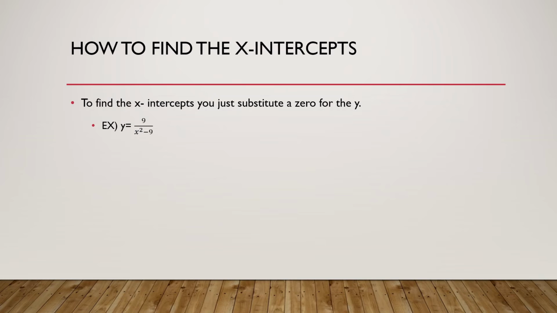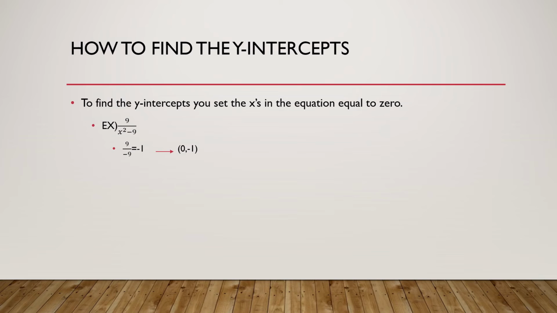To find the x-intercepts, you just substitute a 0 for the y. In this case, since the numerator is a constant, there will not be any x-intercepts. However, in any other situation, you just set the y equal to 0. How to find the y-intercepts: you set the x's in the equation equal to 0.